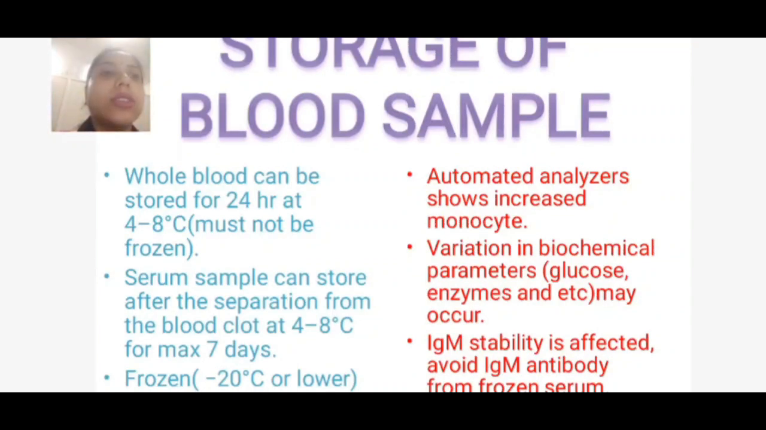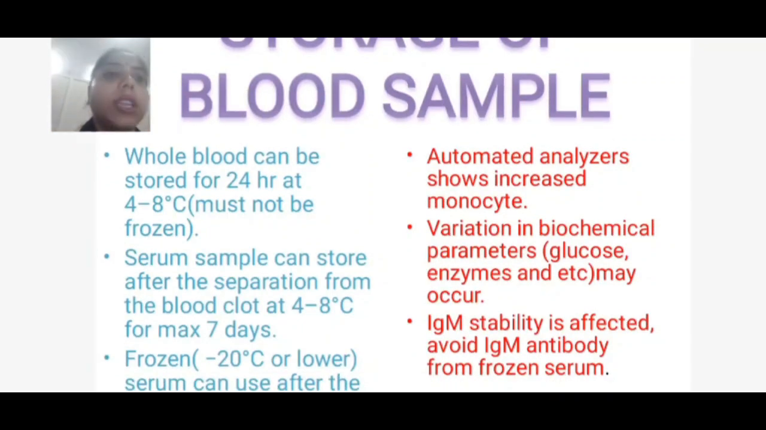Automated analyzers show increased monocytes if we store the whole blood for 24 hours. If we store the serum sample for 7 days, variation in biochemical parameters, glucose, enzymes, etc. may occur. And if after freezing we test the antibodies, IgM stability is affected, so avoid IgM antibody testing from frozen serum.